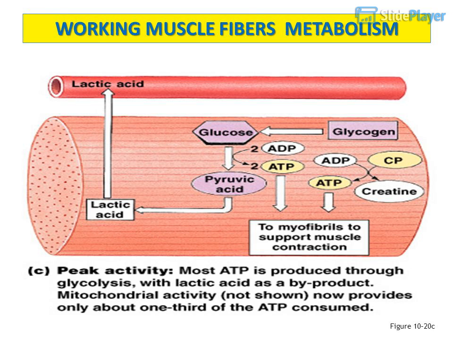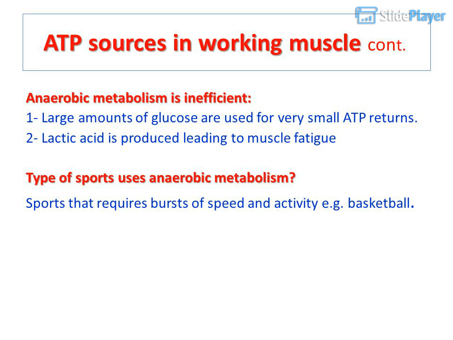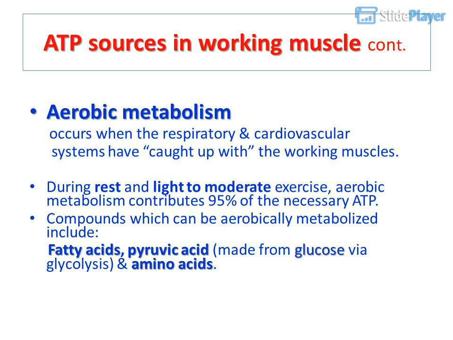Figure 10.20c. ATP sources in working muscle, continued. Anaerobic metabolism is inefficient. 1. Large amounts of glucose are used for very small ATP returns. 2. Lactic acid is produced, leading to muscle fatigue. Types of sports that use anaerobic metabolism: sports that require bursts of speed and activity, for example basketball.